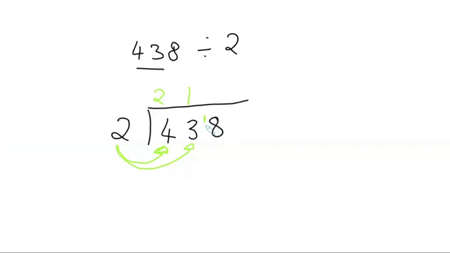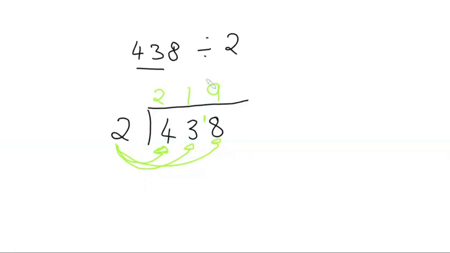Remember, this 1 remainder serves as a tens. It's in the tens column. So how many times does 2 go into 18? 2 goes into 18 9 times, because we know our times tables and we know our division facts. There we go.